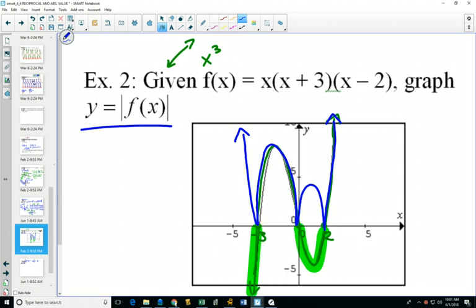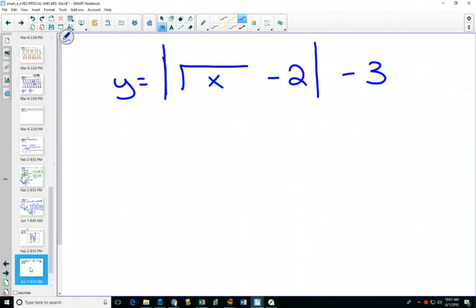The next thing that happens is they add some transformations to absolute value functions. So let's do this example. We have y equals the absolute value of the square root of x minus 2, and then we're going to subtract 3 afterwards. So that subtracting 3 afterwards is a transformation. Whatever graph this is going to get moved down 3 units afterwards.